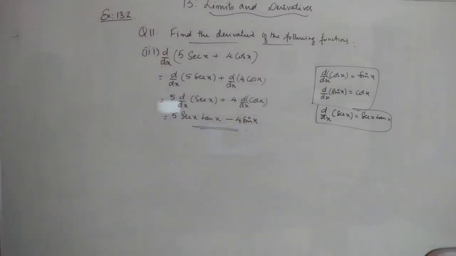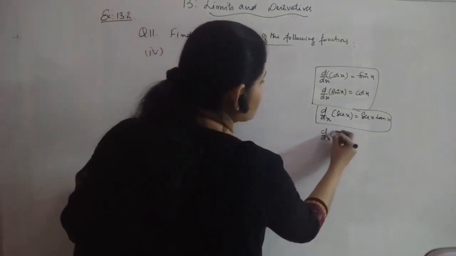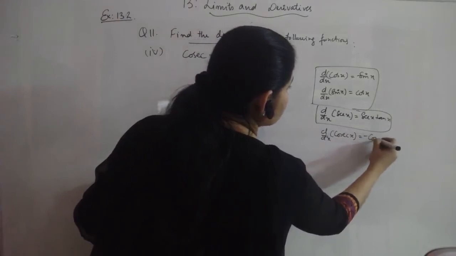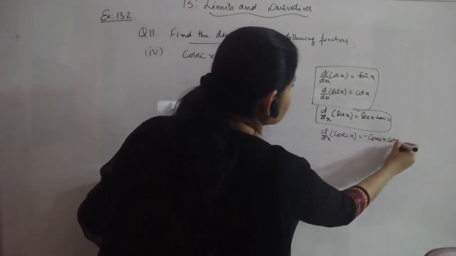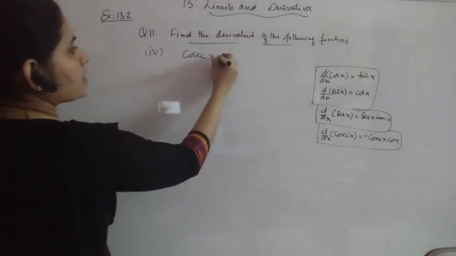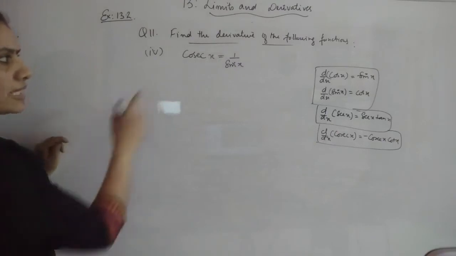So this is what your answer is. Okay. For cosec x also you have a formula, but here what we are doing is we are deriving that formula. For cosec x you have minus cosec x cot x. So for finding that out, we will just write cosec x as 1 by sin x. Okay. Reciprocal of sin x is cosec x.